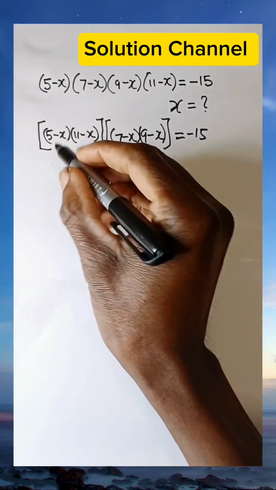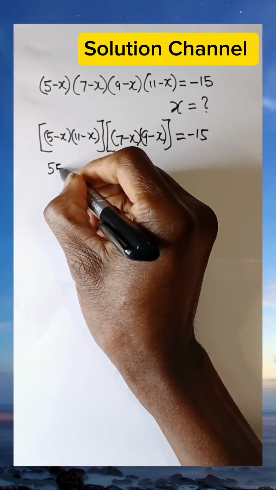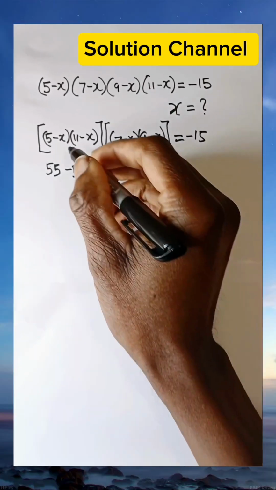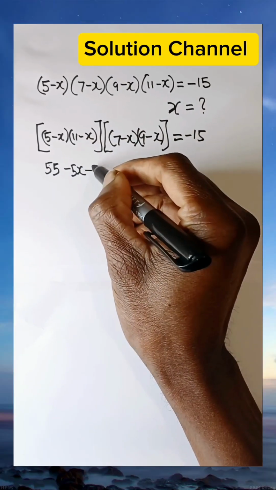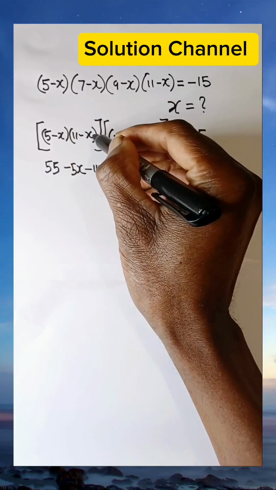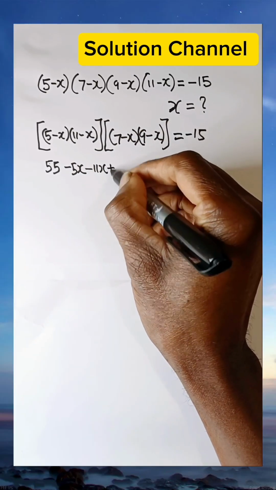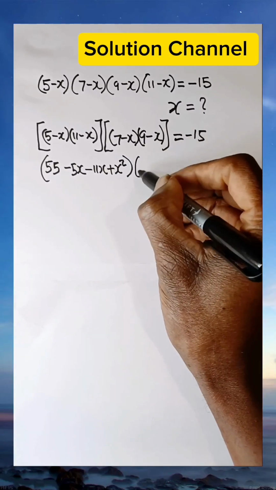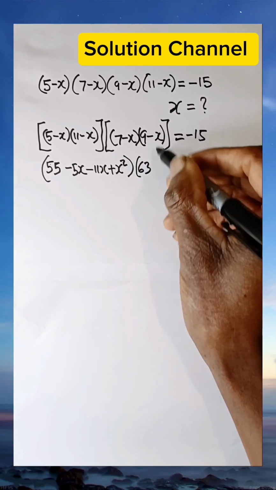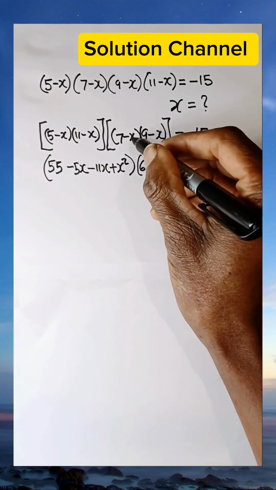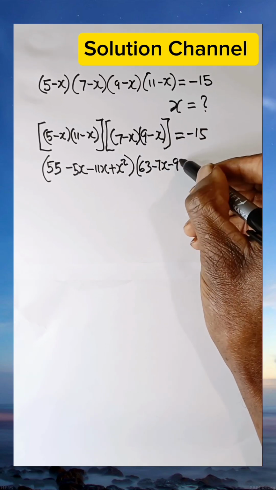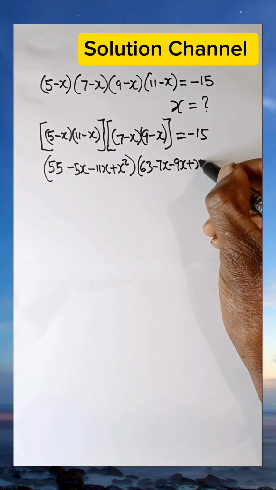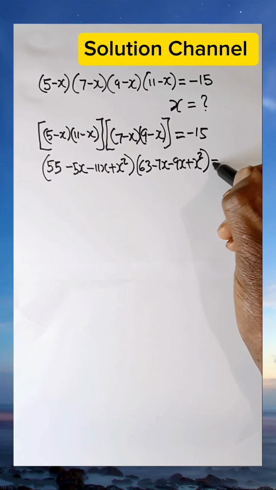5 times 11 will give us 55. 5 times minus x will give us minus 5x. Minus x times 11 will give us minus 11x. Minus x times minus x is going to give us x squared. And here, 7 times 9 will give us 63. 7 times minus x will give us minus 7x. Minus x times 9 will give us minus 9x. Minus x times minus x will give us x squared. And this is equal to minus 15.